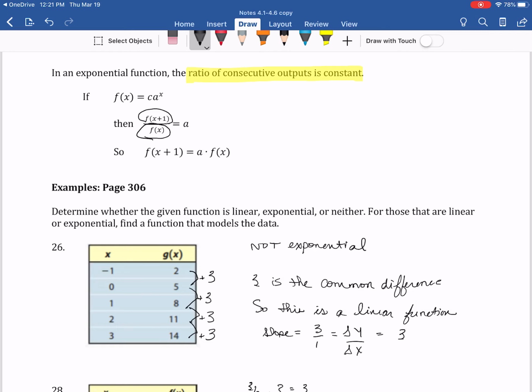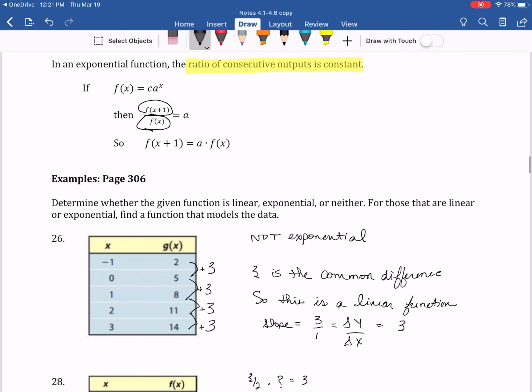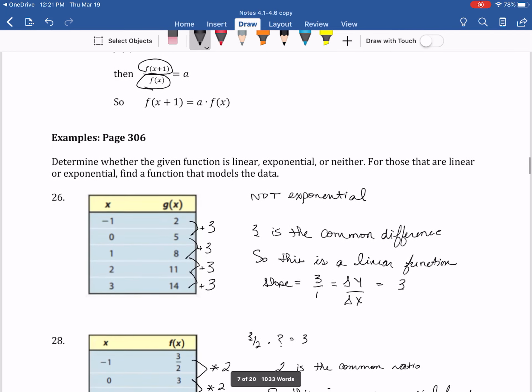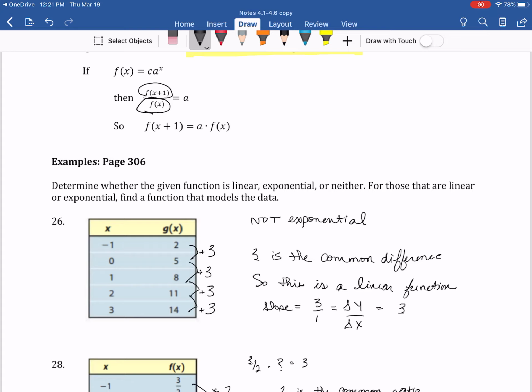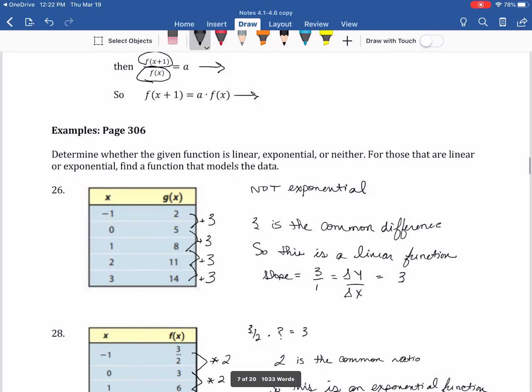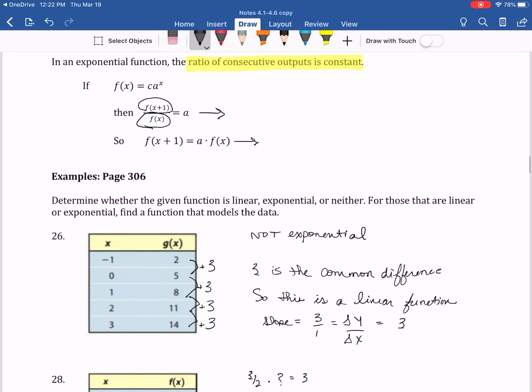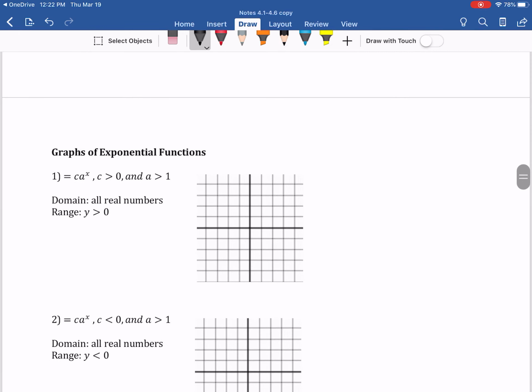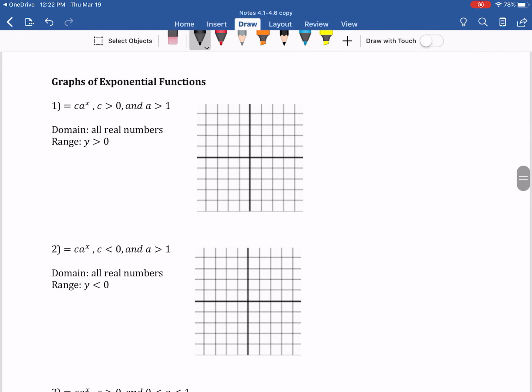So that is what we have in example 28. We have a common ratio that we found to be 2, multiplying by 2 each time. And so my value of A would be 2 in that case. What we're doing now with this line is simplifying it, or just rearranging the pieces, and that is going to get you to what you see right below. So those are equivalent statements. Now let's discuss the graphs of an exponential function.